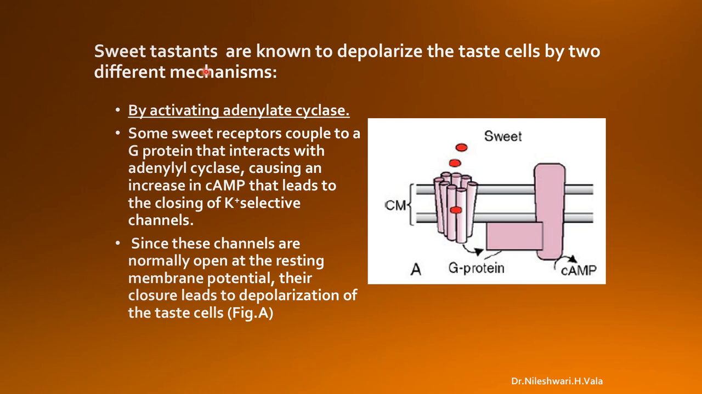Sweet tastants are known to depolarize the taste cells by two different mechanisms. First of all, by activating adenylate cyclase. So some sweet receptors bind to G protein and that interacts with adenylyl cyclase, causing an increase in cyclic AMP, and that leads to closing of the potassium channel. Since these channels are normally open at the resting membrane potential, their closure leads to depolarization of the taste cells.